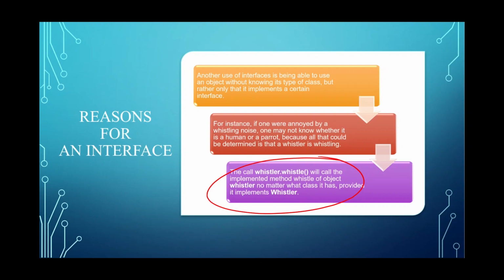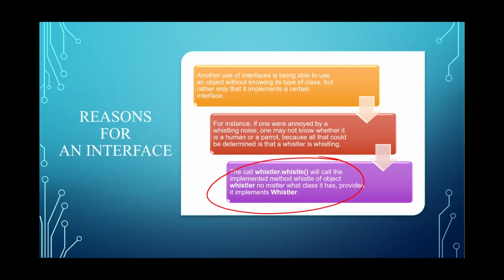What you know is the behavior. The behavior is someone is whistling. Who is whistling? You don't know. This is the idea of using interfaces. Both humans and parrots can whistle, so they both implement the interface of whistling.